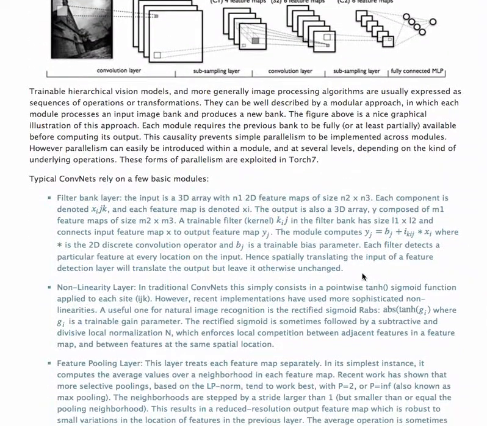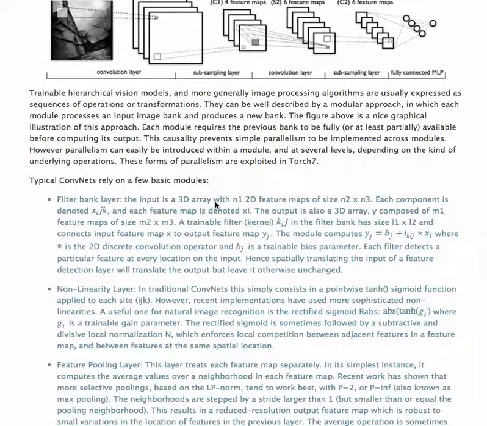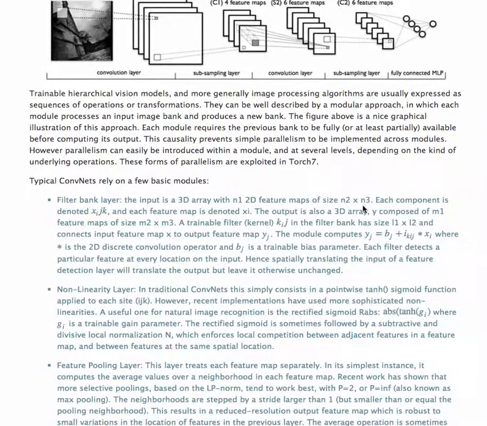The typical convolutional neural network has basically 3 modules. There's a filter bank. The input is a 3D array with n1 2D feature maps of size n2 by n3, for example. And you have certain components. The output is also a 3D array. It's composed of m1 feature maps of size m2 by m3. Usually it's about the same size.